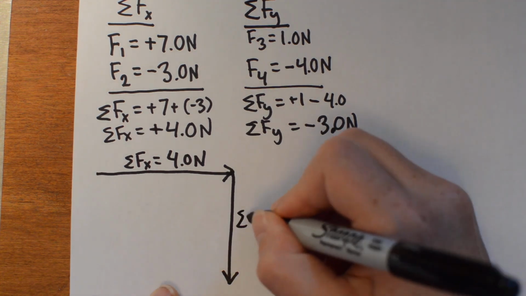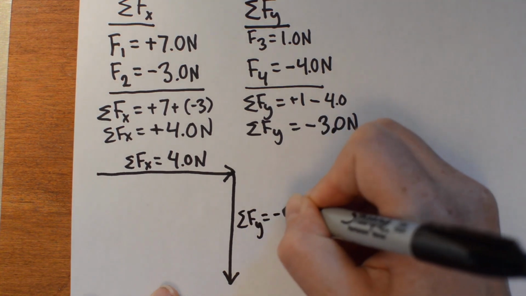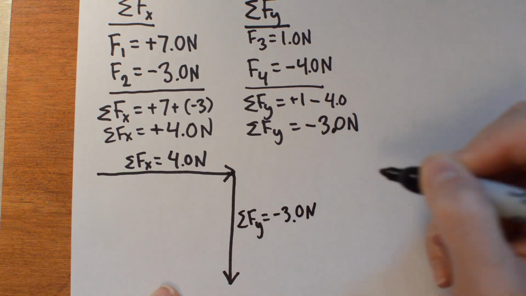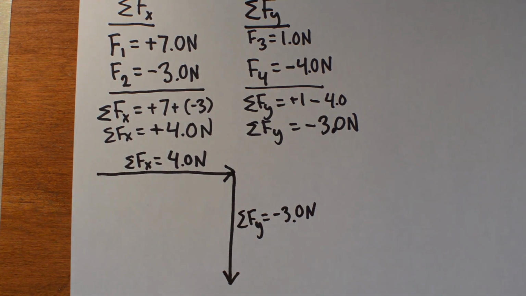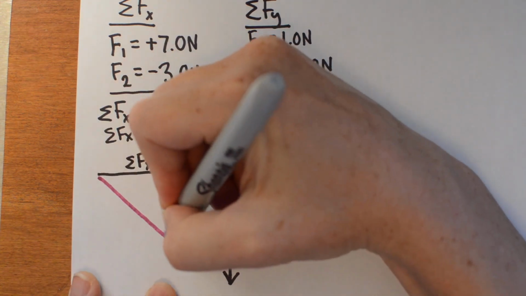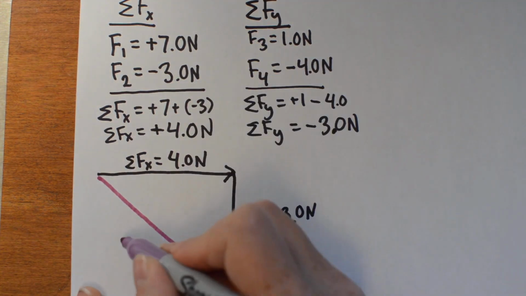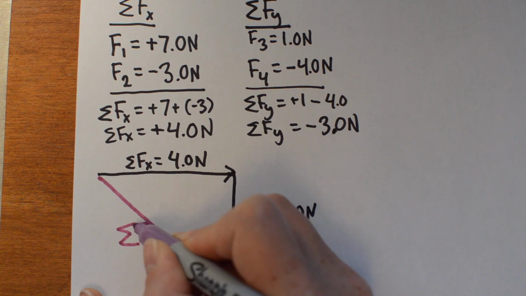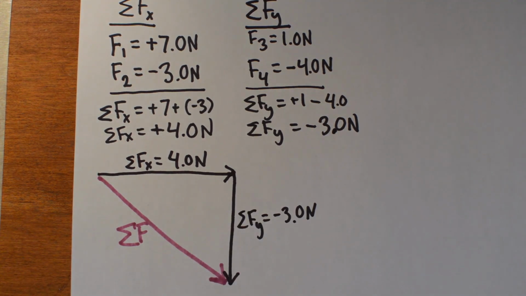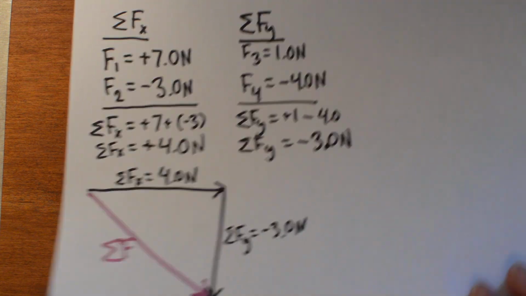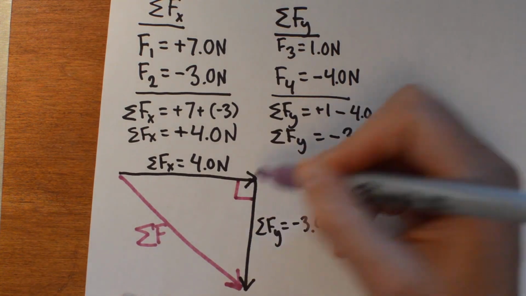So Fy is -3 newtons. And what I'm trying to find here is my overall net force, which is this guy. That is my net force. That's my goal, to find that one. So first I'll get the value of net force, and for that I'm going to use Pythagoras Theorem because this is a right angle triangle.